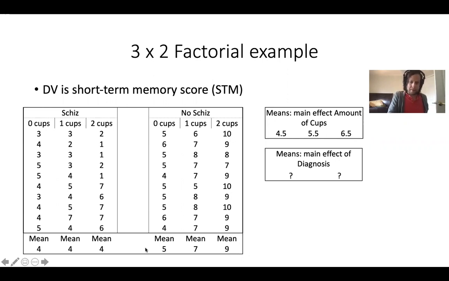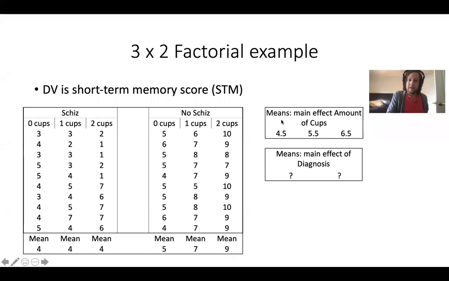And anyone good at mental math? What would the mean of these three numbers be? Anyone know? 7. It would be 7. Yep, and the individual in chat got it as well. And so 5 plus 7 is 12. 12 plus 9 is 21. 21 divided by 3 is 7. So this would be the main effect of diagnosis, the mean score of people with schizophrenia compared to the mean score of people without schizophrenia. So that's just a little bit more practice for calculating.